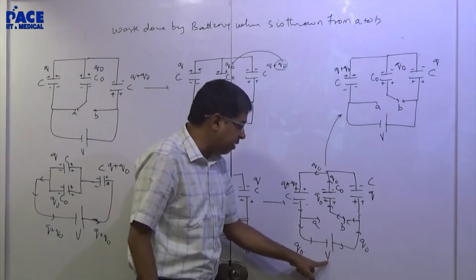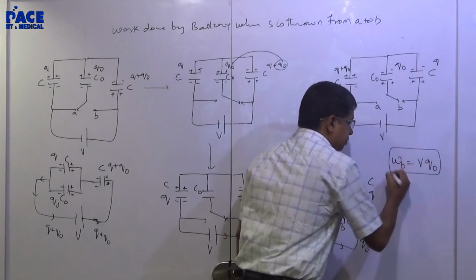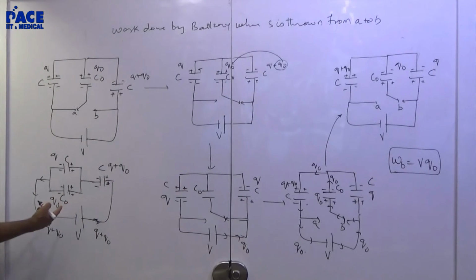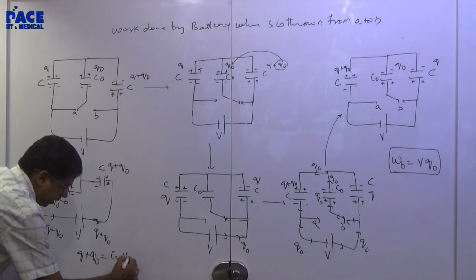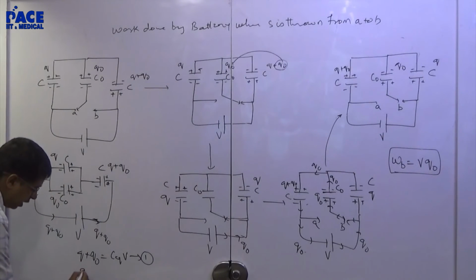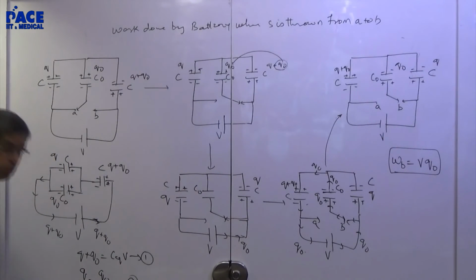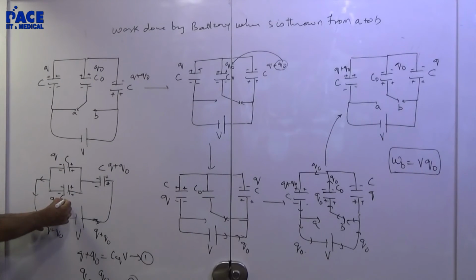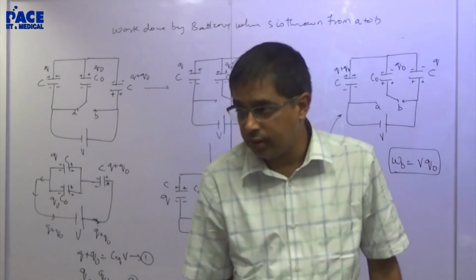How much charge was pushed by the battery? Q0 charge. Work done by the battery is V into Q0. How will you get the value of Q0? Two equations, two variables. You already know Q plus Q0 is C equivalent into V. My first equation. Second, Q by C is equal to Q0 by C0. Two equations and two variables. Right? Q by C is Q0 by C0. Once you get Q0, substitute here, you will get the answer for work done by the battery.